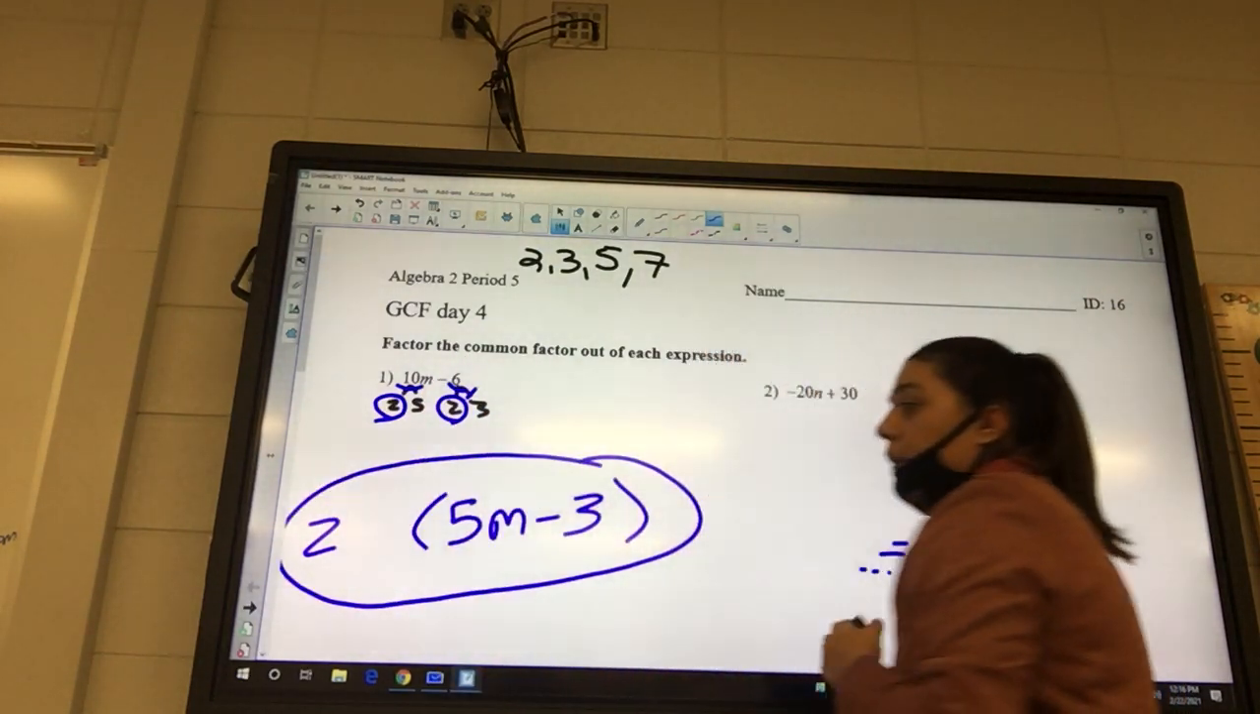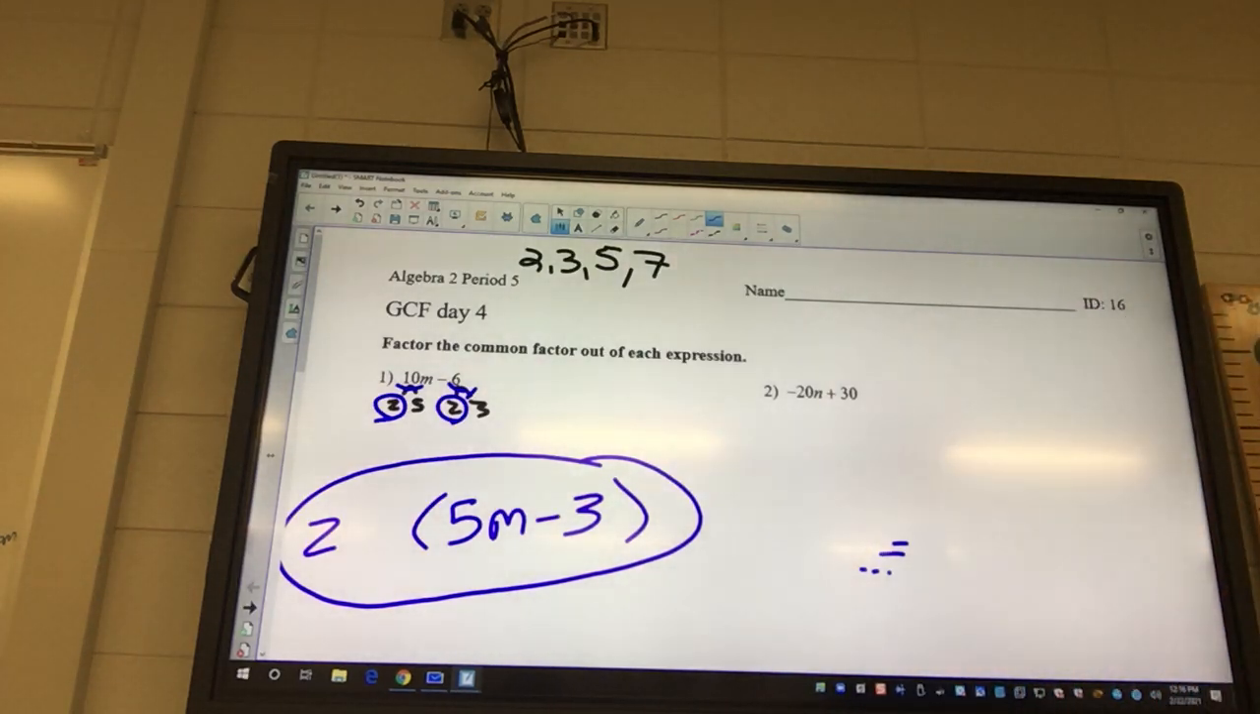Oh, I remember how to do this now. Is it the same like exponents? Some of them will, yeah.